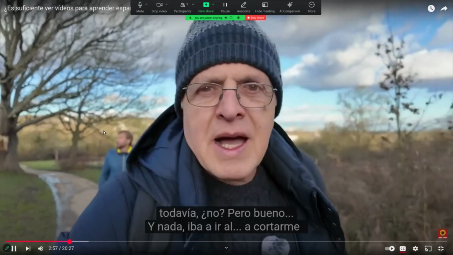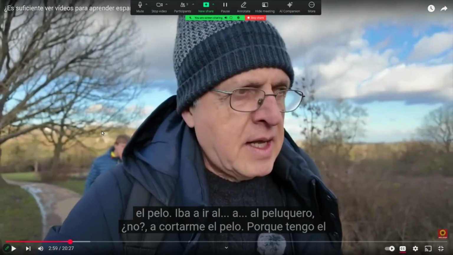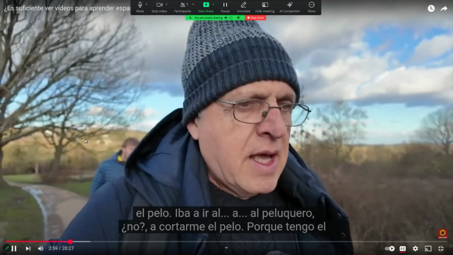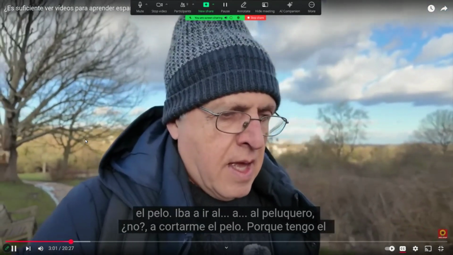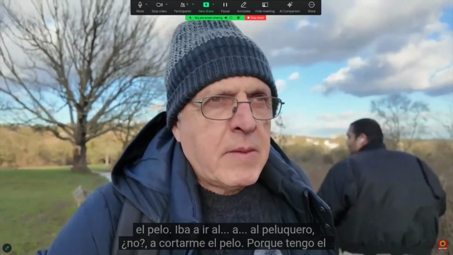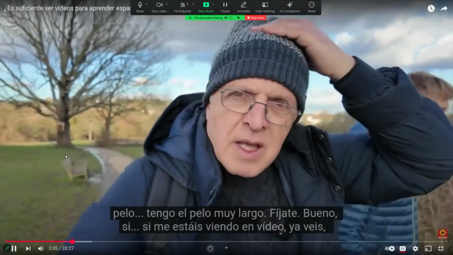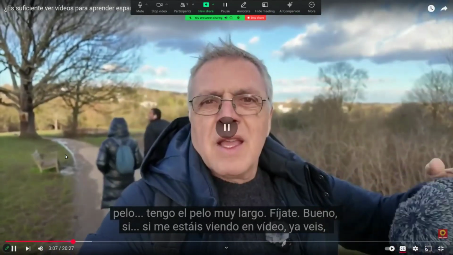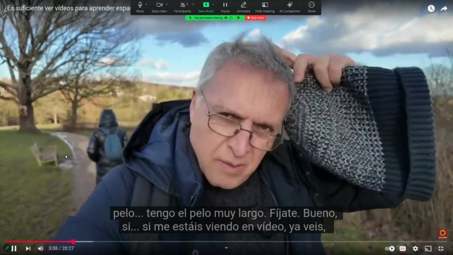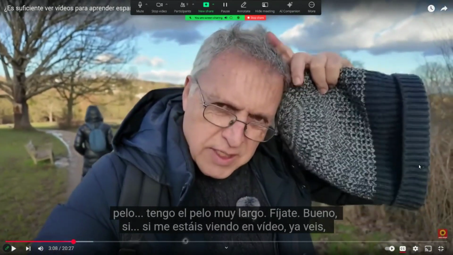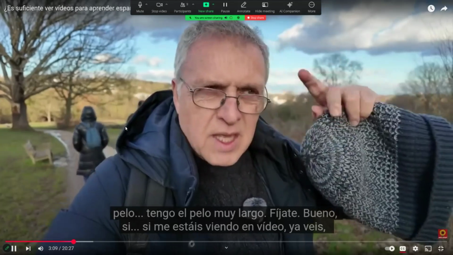A cortarme el pelo, iba a ir al... Iba a cortarme el pelo. I was going to get my haircut. El pelo. I was going to go to the peluquero, ¿no? The barber. A cortarme el pelo, for him to cut my hair, porque tengo el pelo muy largo, fíjate. Look, my hair is really long. Bueno, fíjate, a command. Look at this. Look at this. Fíjate, look at this.